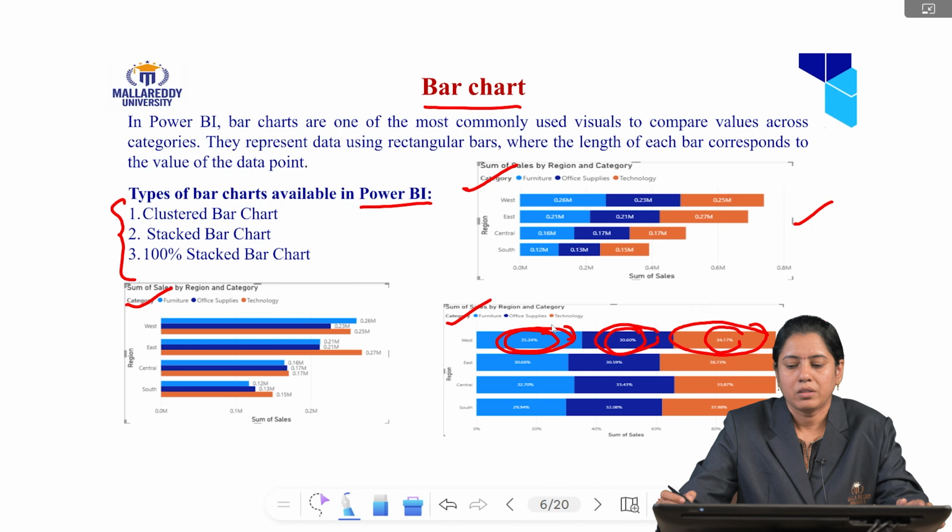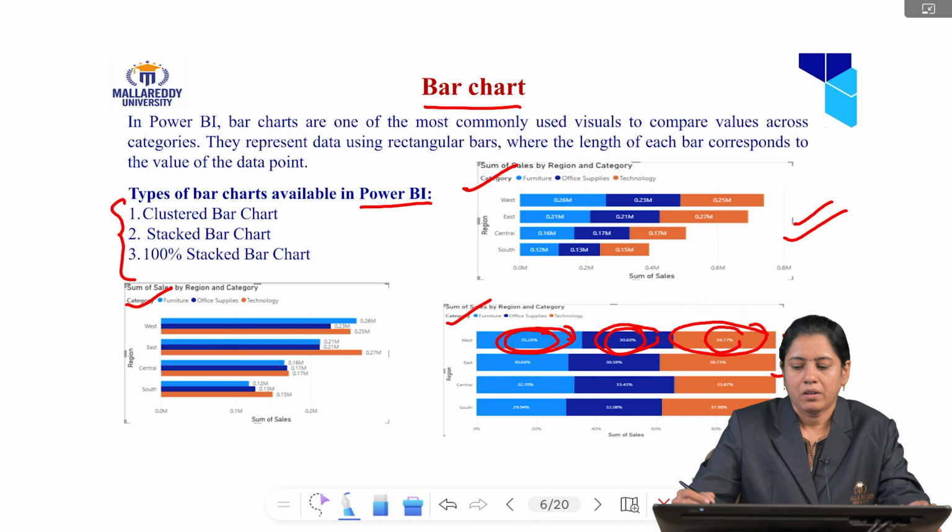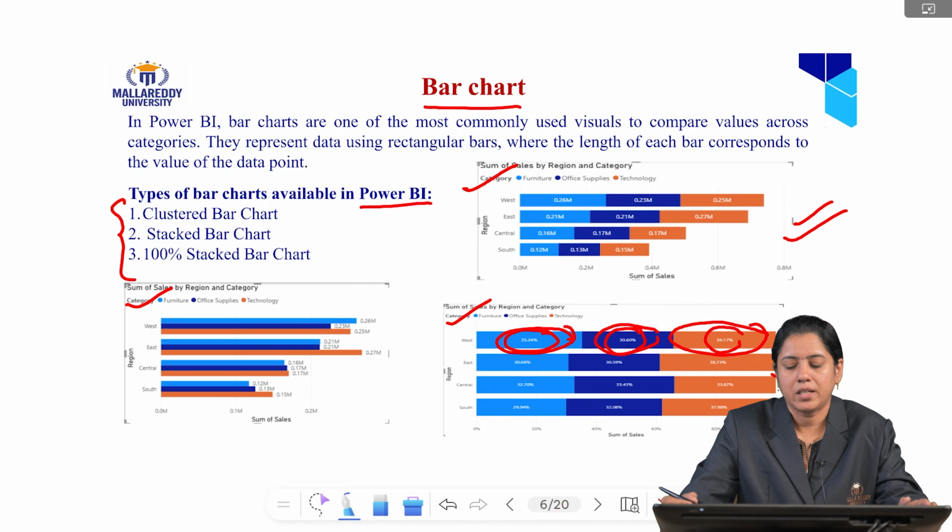So the normal stacked bar chart just gives us the aggregated measure values, while here we are giving them in terms of percentage. If you want to give it in terms of percentage, then choose this chart. If you want to give the normal sales figures, then use the stacked bar chart.